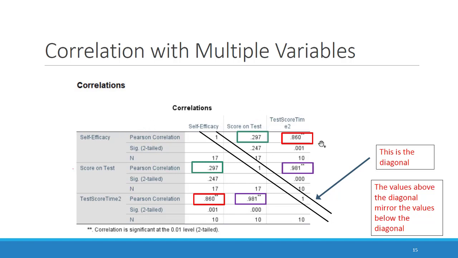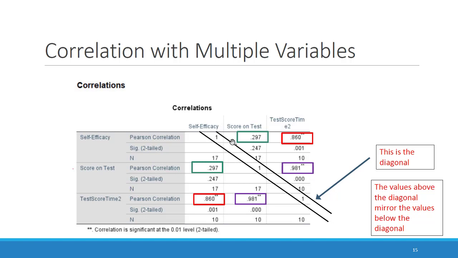We can see our 0.86, which we attained last time when we ran just self-efficacy as correlated with test score at time 2. But we also have some additional ones, including self-efficacy with our test score at time 1, which is 0.297, and is not statistically significant. We also have test score at time 1 correlated with test score at time 2, and that correlation is 0.981. It's very strong, it's almost the same. So people tended to perform similarly on their tests at time 1 and time 2.